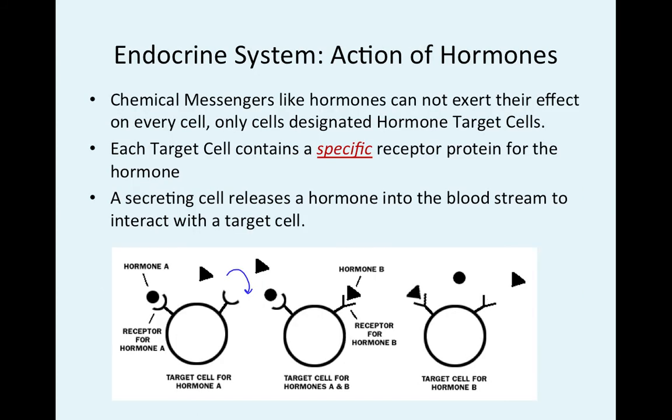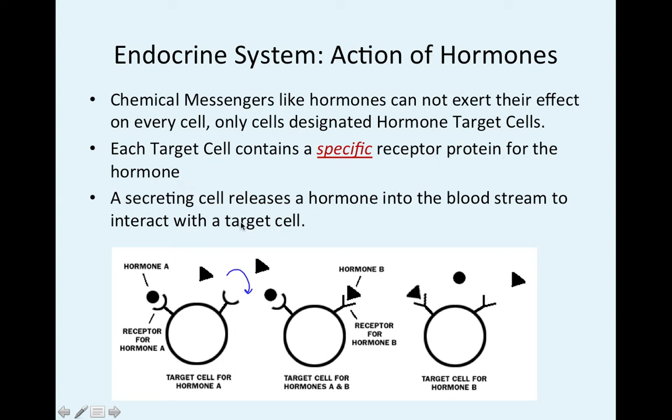Now, when the endocrine system wants to create a message, it's going to use hormones. Hormones are simply chemical messengers. They cannot exert their effects on every cell, only cells designated as hormone target cells. What I mean by that is if I release a hormone into my bloodstream, not every single cell in my body is going to respond, only cells that have the proper receptor, because each target cell contains a specific receptor protein for the hormone.